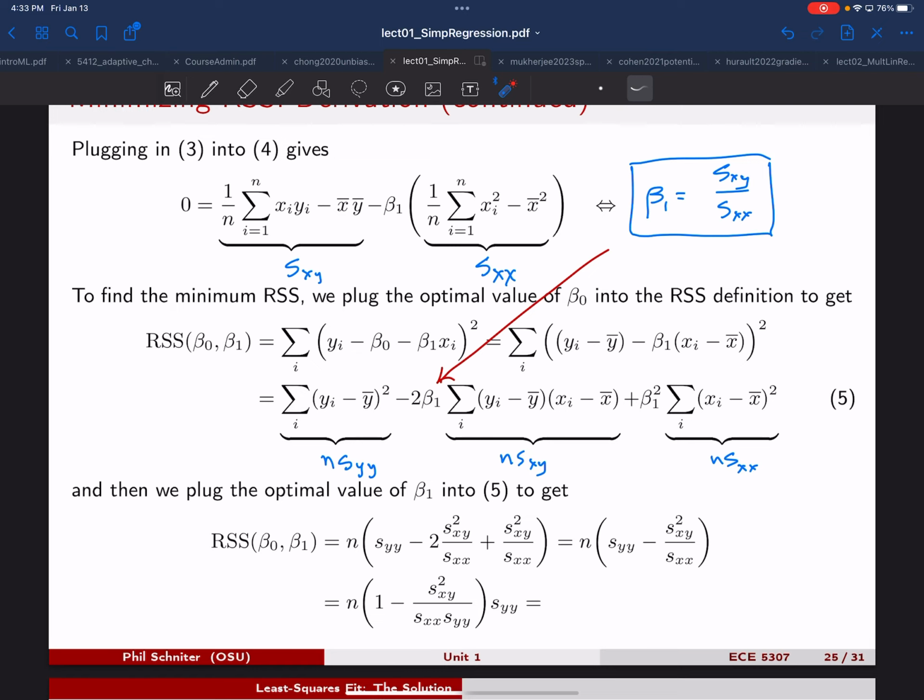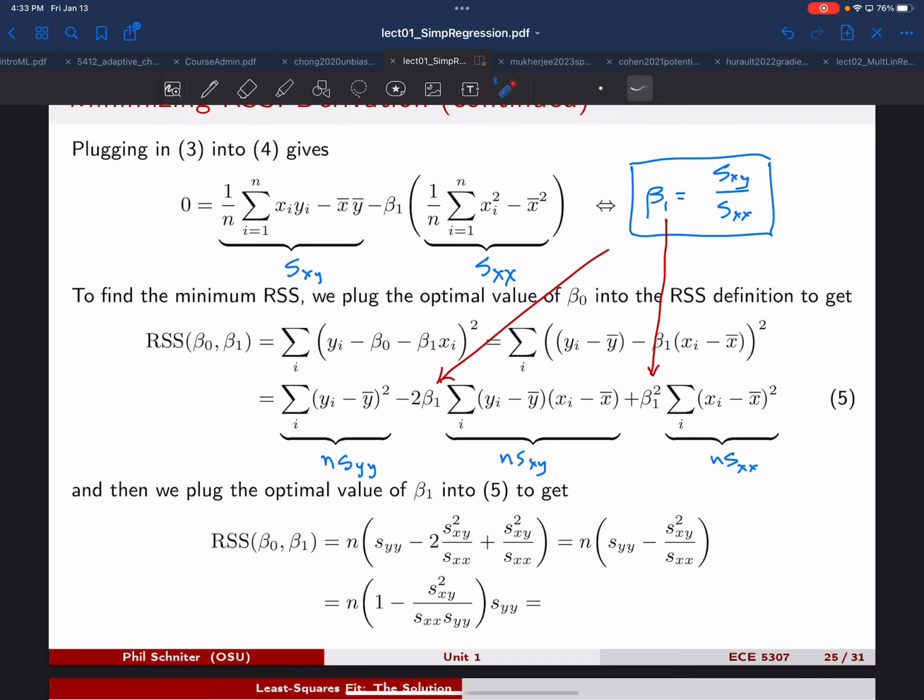Oh, yeah. And then finally, we're going to plug this into here. So that's going to get squared. So we're going to have sxy squared, which is here, sxx squared in the denominator, but then that's multiplied by sxx. So we have sxx in the denominator. And now you can see that actually these terms are the same. It's just you have minus 2 times it and then plus it. So that simplifies to this.